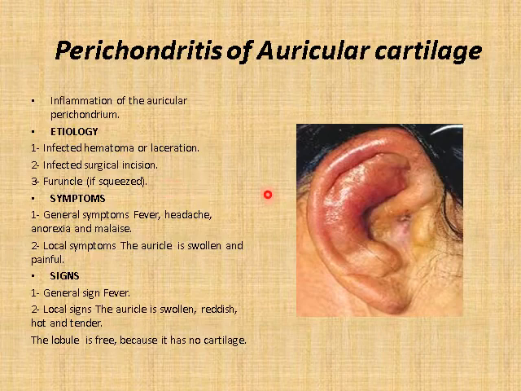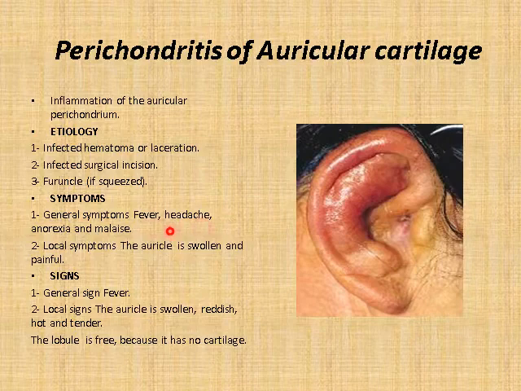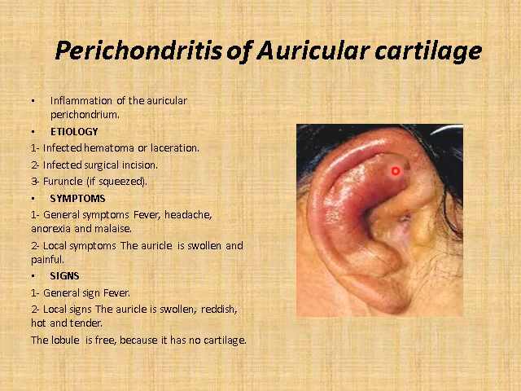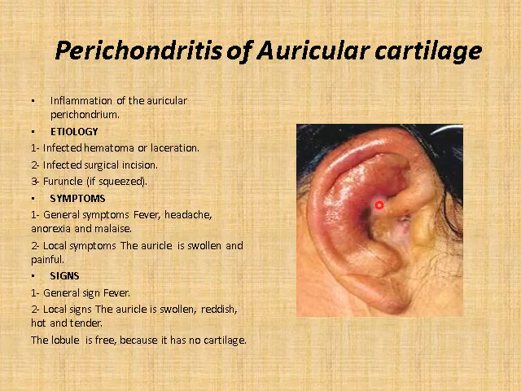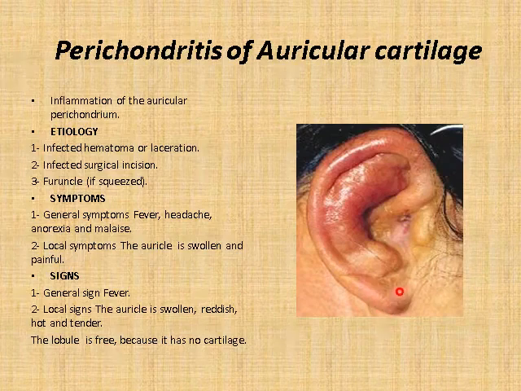What's the clinical picture of perichondritis? The general symptoms of inflammation, as usual: fever, headache, anorexia, and malaise. What about the ear itself? The auricle will be swollen and painful. Upon examination, what are the signs of perichondritis? We'll find the general signs as well as fever. The auricle will be swollen, reddish, hot and tender, and the lobule will be free because there is no cartilage in the lobule.